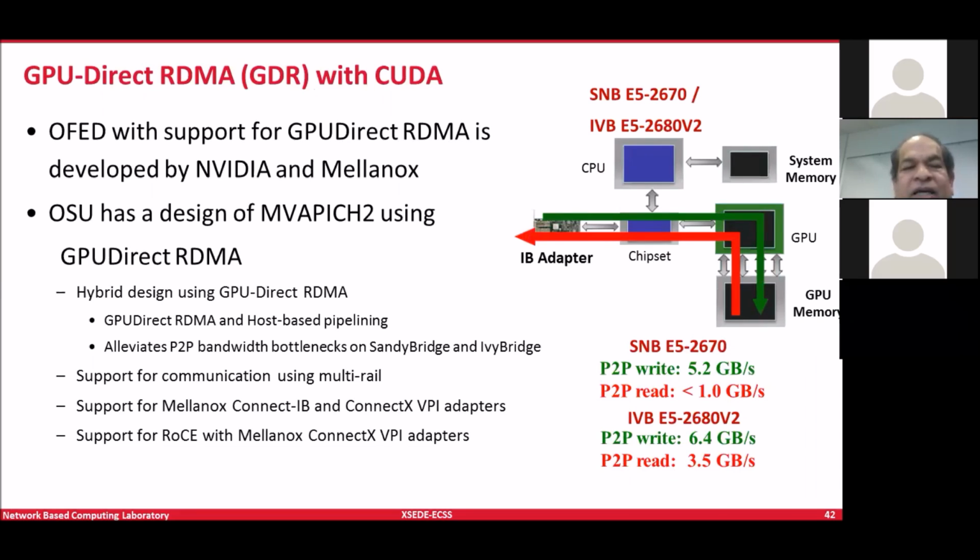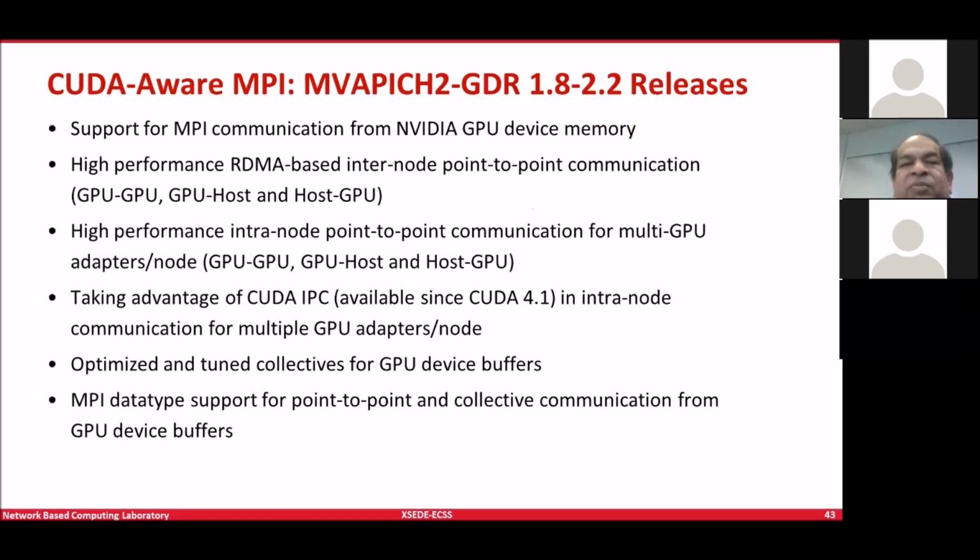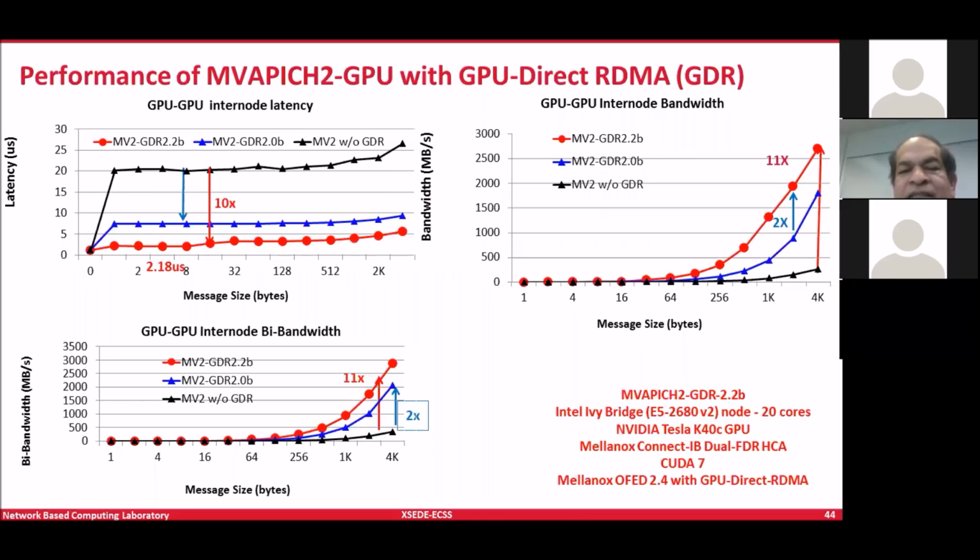So in order to handle that, we have a hybrid design so that for different message sizes, we use different protocols. This CUDA-aware MPI has been there for many years, starting from version 1.8 to the latest 2.2. Not only do we optimize all the point-to-point paths, we also take advantage of CUDA IPC. We have done a lot of optimization on collectives and datatype support. So the latest numbers, if you take a look, are very impressive.